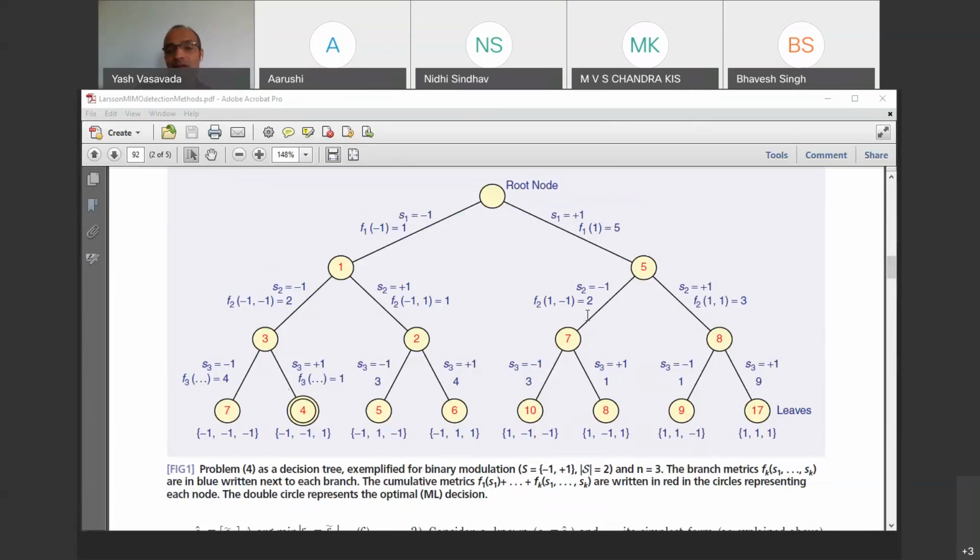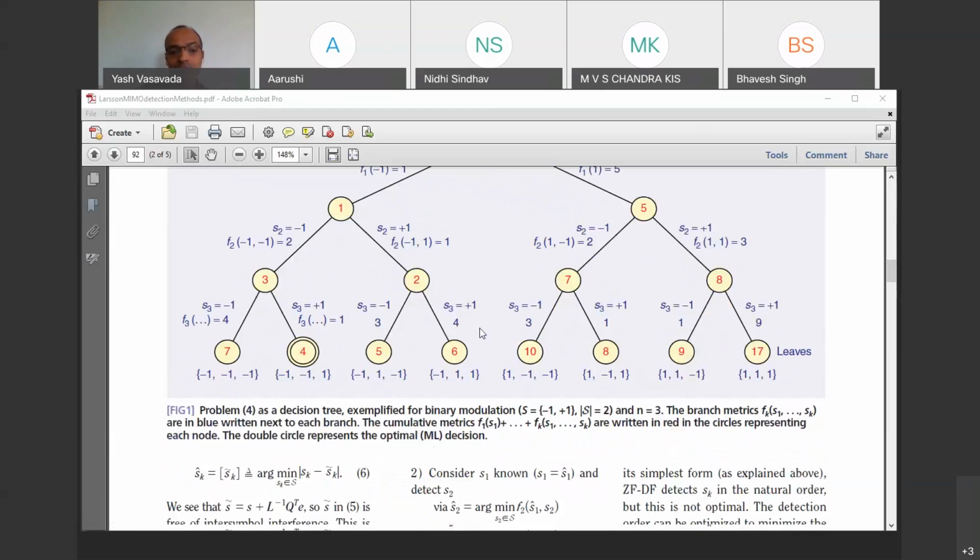But so far here we are not simplifying anything. We are still calculating all these 8 distances. Maybe we are calculating it in a smart way, but the basic problem still remains. If we have to do it for 8, it is doable. But if you have to do it for 2 to the power 20, then this becomes too much. This tree will become too big.